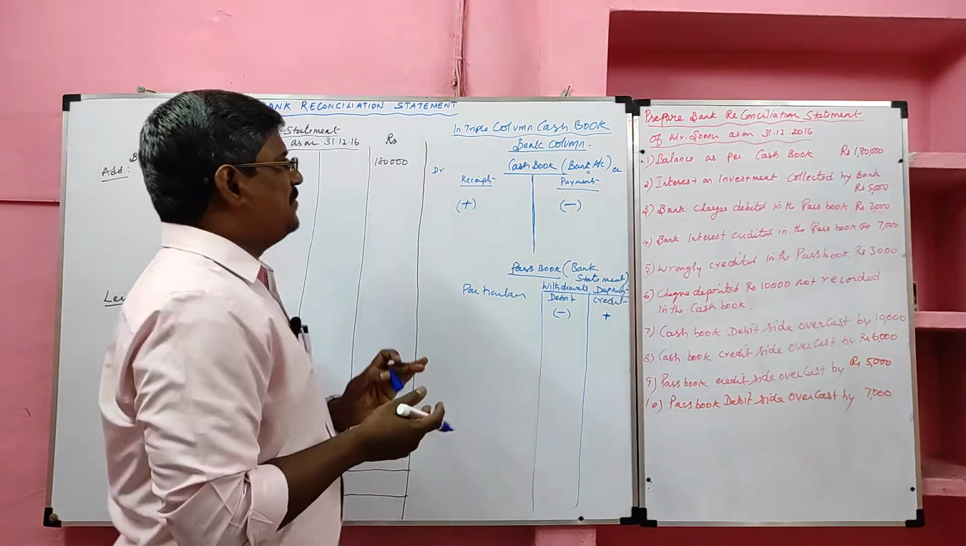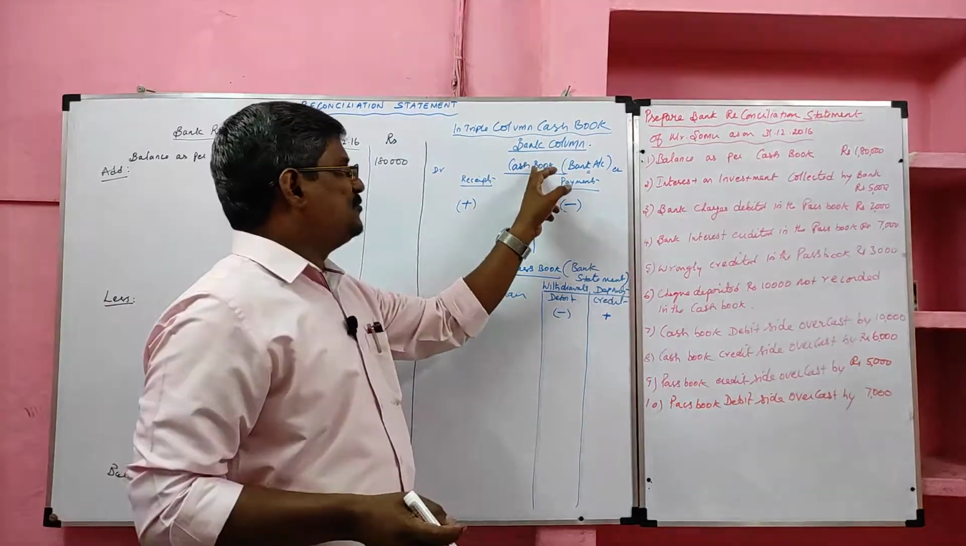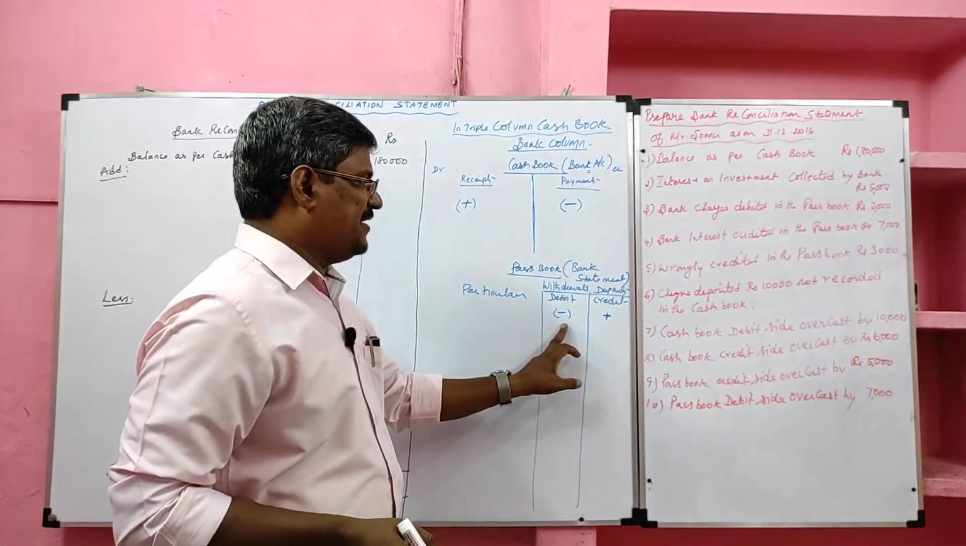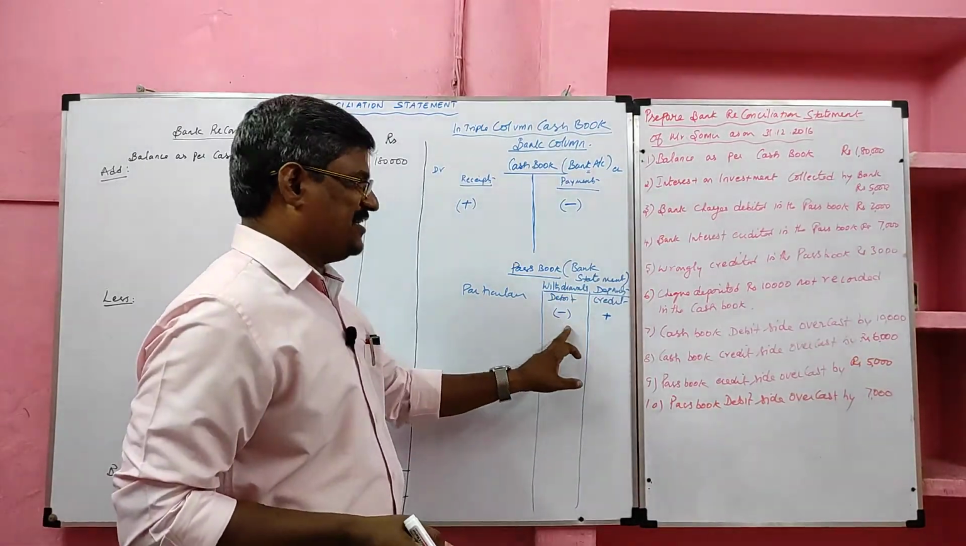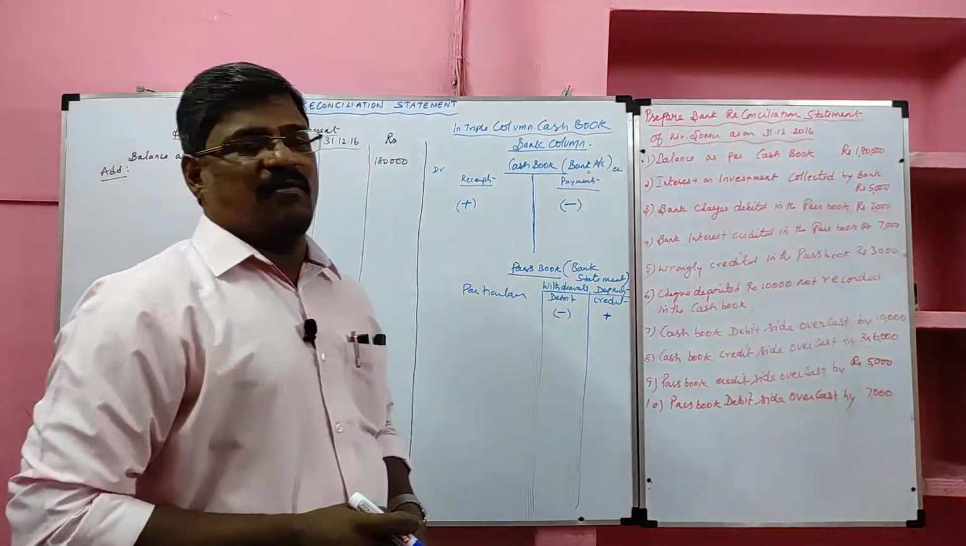So students, very simple. Cash book debit side, arithmetical sign is plus. Cash book credit side, arithmetical sign is minus. Passbook debit side, arithmetical sign is minus because it is a withdrawal. Credit side is plus. Now we'll solve the problem.